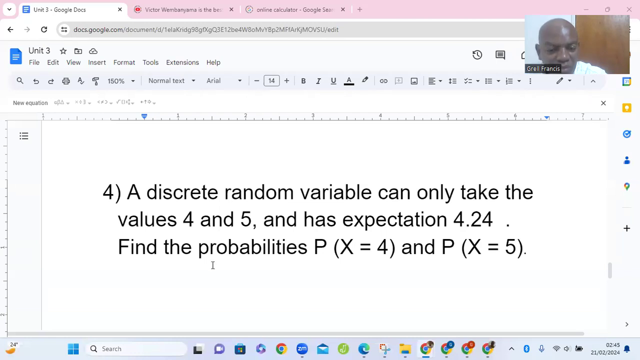So we've got two pieces of information. We've got the expectation, and we know that the sum of the probabilities of any probability distribution is equal to 1. So we have two unknowns.